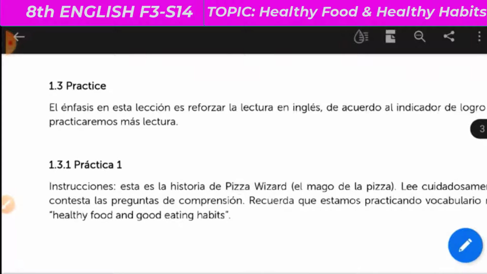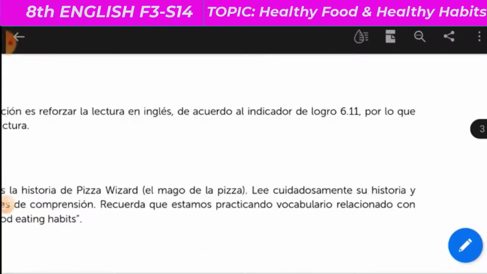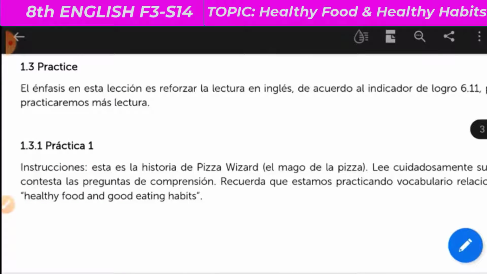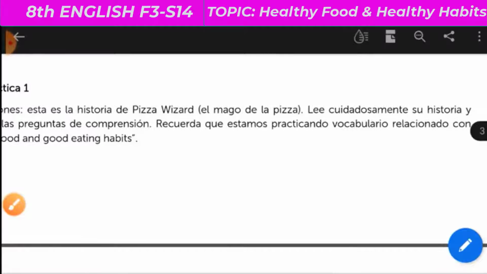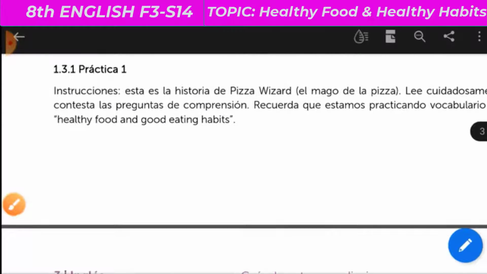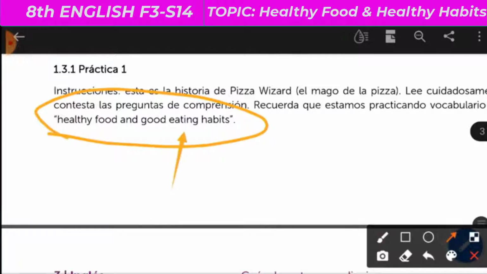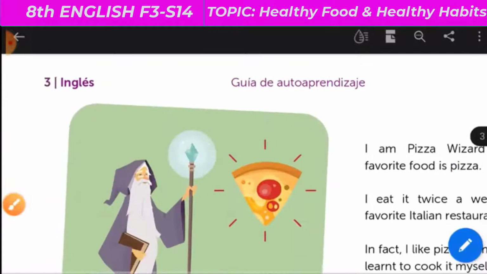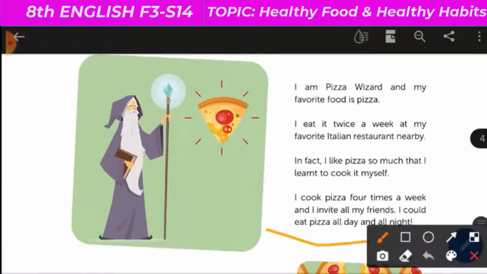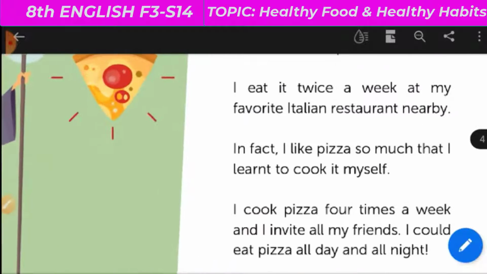Practice. El énfasis en esta lección es reforzar la lectura en inglés, de acuerdo al indicador de logro 6.11, por lo que practicaremos más lectura en inglés. Práctica. Instrucciones. Esta es la historia de Pizza Wizard, el mago de la pizza. Lee cuidadosamente su historia y contesta las preguntas de comprensión. Recuerda que estamos practicando vocabulario relacionado con healthy food and good eating habits. Good eating habits in Spanish means buenos hábitos alimenticios. So, let's continue. Let's read the Pizza Wizard paragraph and answer the questions.